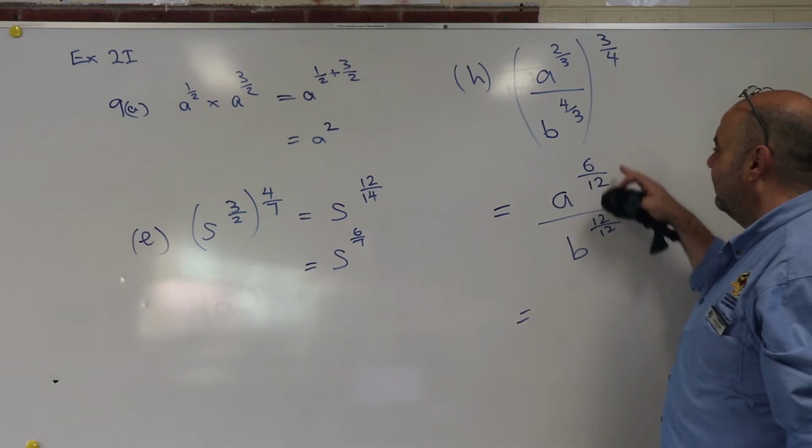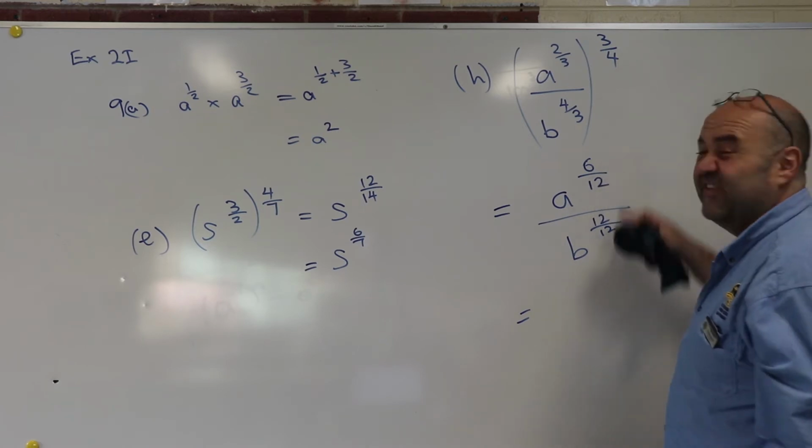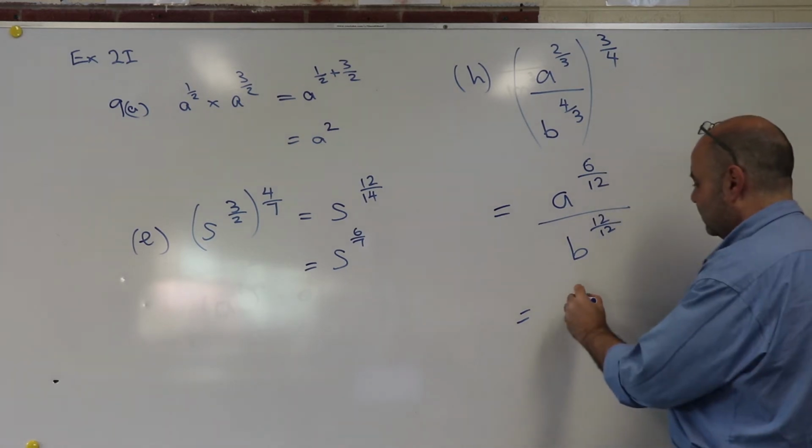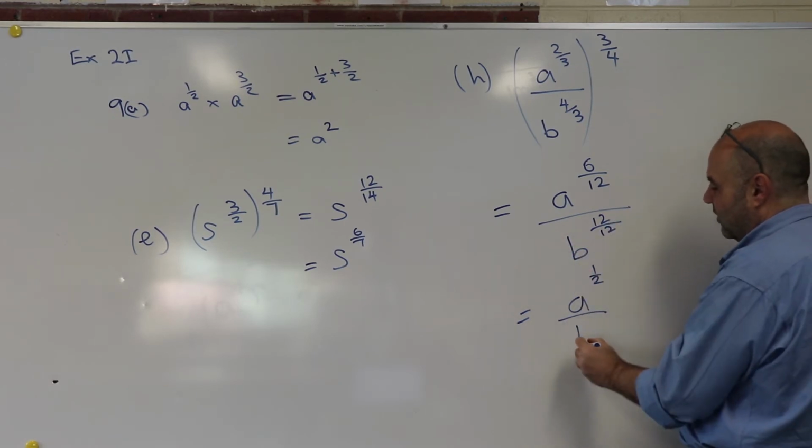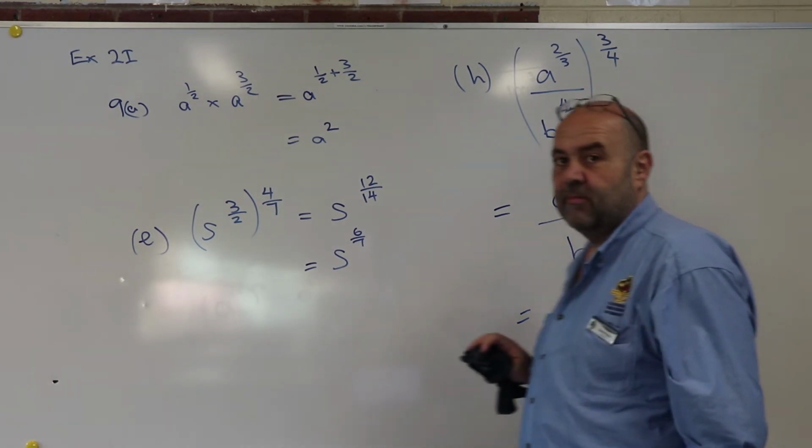Okay, a to the power of 6 on 12, well 6 over 12 is a half. A to the power of a half. 12 over 12 is 1, so it's just b to the power of 1.